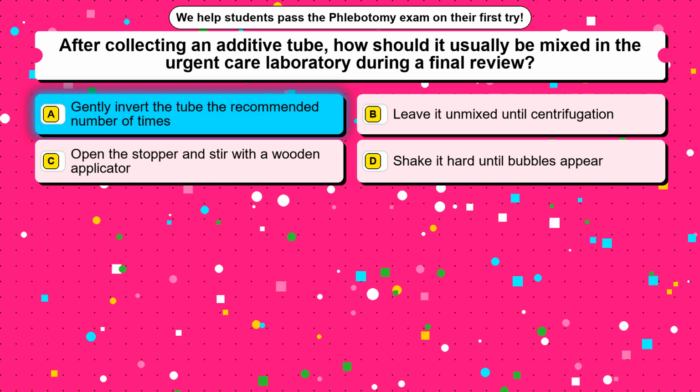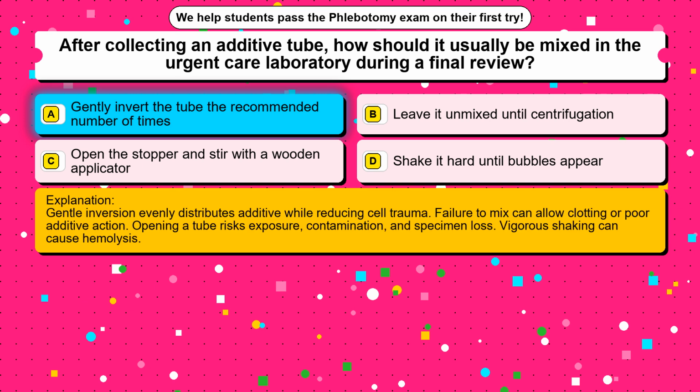The correct answer is option A. Gently invert the tube the recommended number of times. Gentle inversion evenly distributes additive while reducing cell trauma. Failure to mix can allow clotting or poor additive action. Opening a tube risks exposure, contamination, and specimen loss. Vigorous shaking can cause hemolysis.